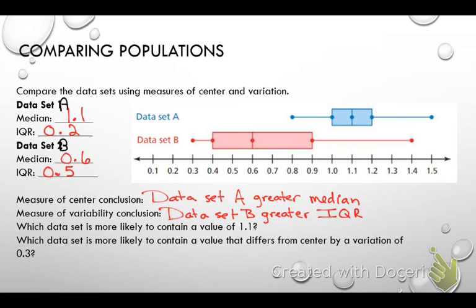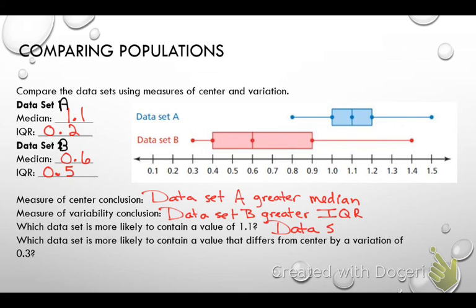Now, which data set is more likely to contain a value of 1.1? Data set A. It goes back to, on 1.1, it's in the box on A, and it's in the whisker on B. So in the box, it has 50% of the data, so definitely the greater chance is in data set A.